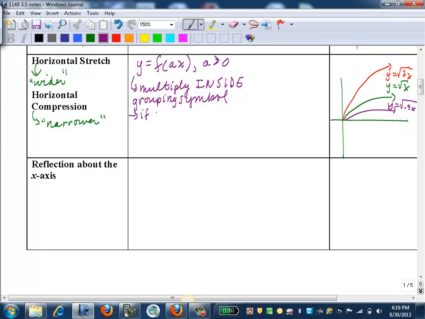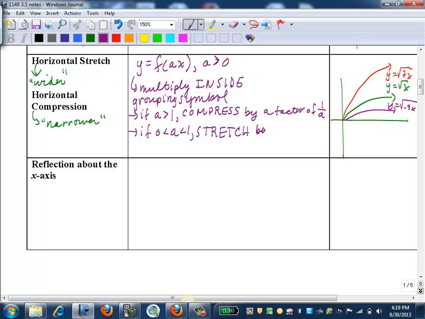Okay, so if we multiply by an a greater than 1, we're going to compress horizontally by a factor of the reciprocal of a, of 1 over a. And if we multiply by an a between 0 and 1, we're going to horizontally stretch by a factor of 1 over a, the reciprocal of a.